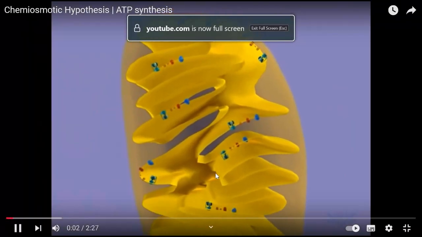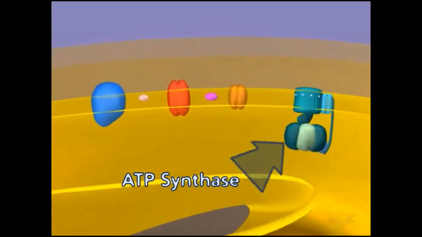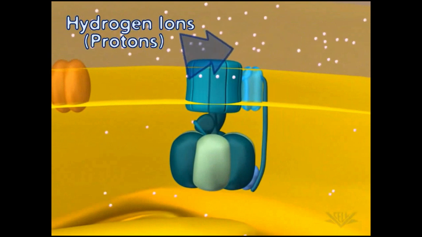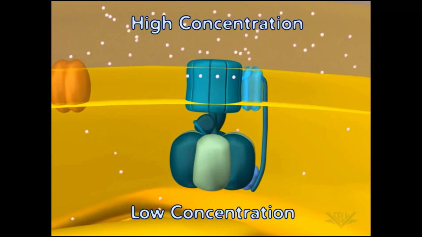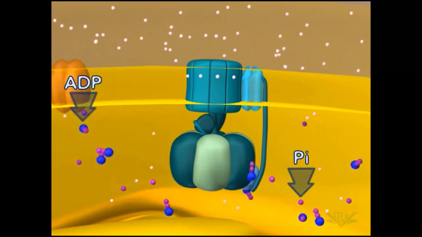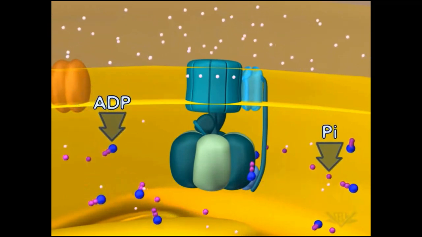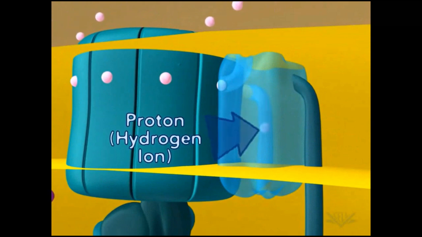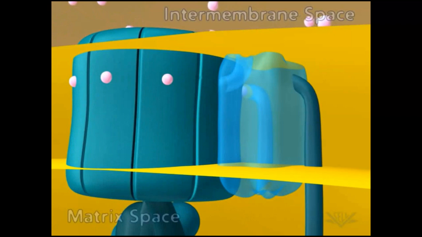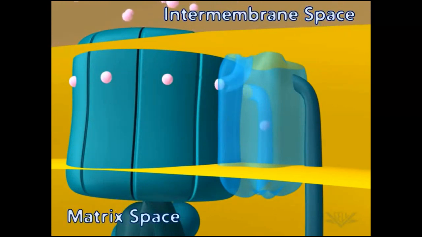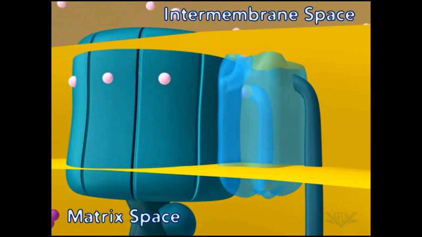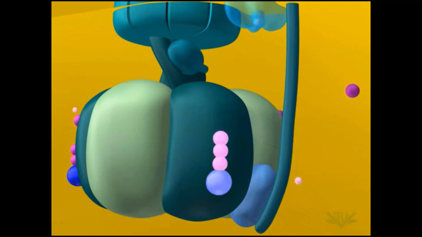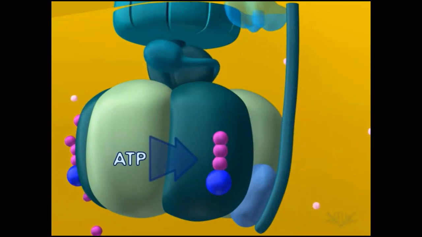ATP is synthesized by ATP synthase, a large complex of membrane-bound protein. Here we see ATP synthase, along with other membrane-bound proteins. Notice the large difference in the number of hydrogen ions on the two sides of the membrane. This difference is a hydrogen ion, or proton, concentration gradient. The energy associated with this gradient is used to synthesize ATP from ADP and Pi. This occurs at the ATP synthase complex. One hydrogen ion enters the ATP synthase complex from the intermembrane space, and a second hydrogen ion leaves it on the matrix side. The upper part of the ATP synthase complex rotates when a new hydrogen ion enters. Once 3 protons have entered the matrix space, there is enough energy in the ATP synthase complex to synthesize 1 ATP. In this way, the energy in the hydrogen ion gradient is used to make ATP.